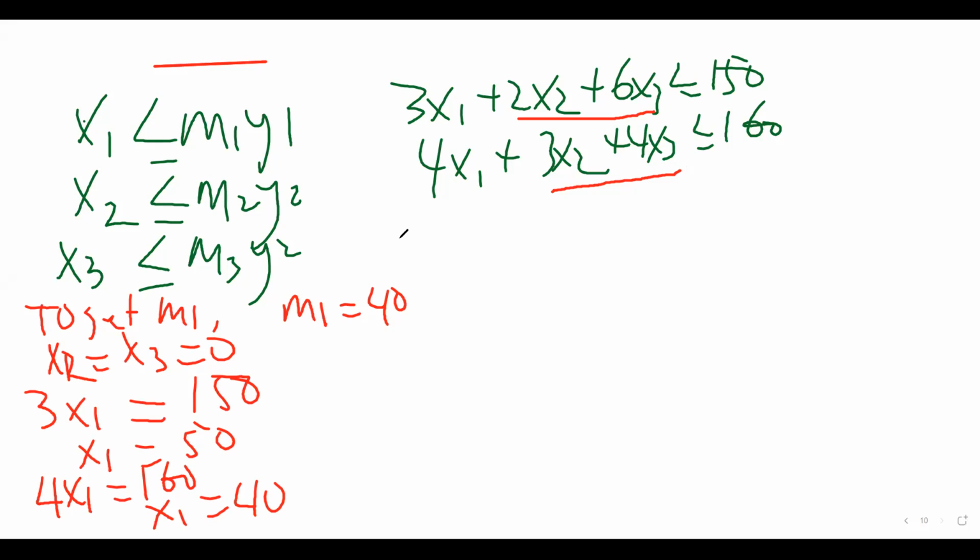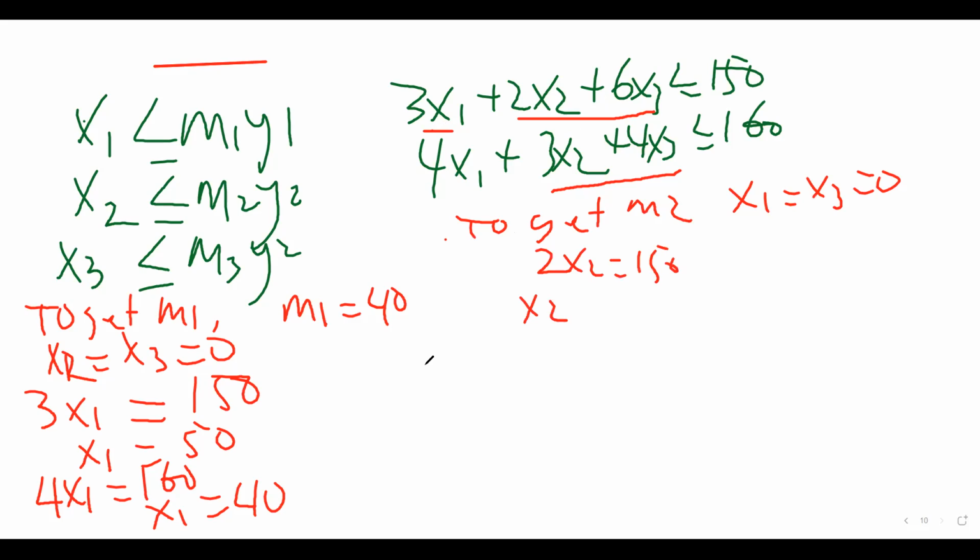Okay. So now let's find M2. To get M2, X1 and X3 must be 0 so that we can find X2. It means the first term in the constraint must be 0, the second term must not be 0, and the third term must be 0. So we are left with 2X2 equals 150, which means that X2 is equal to 75.